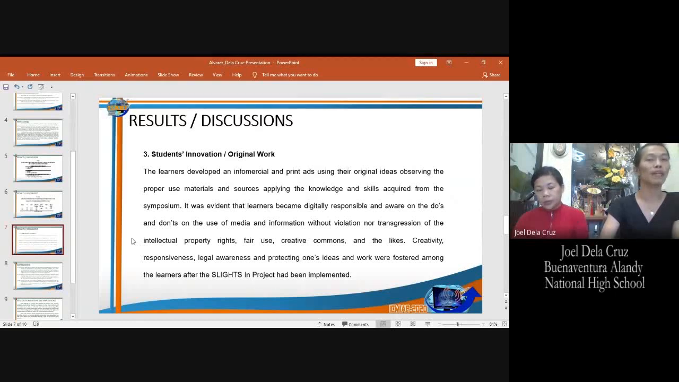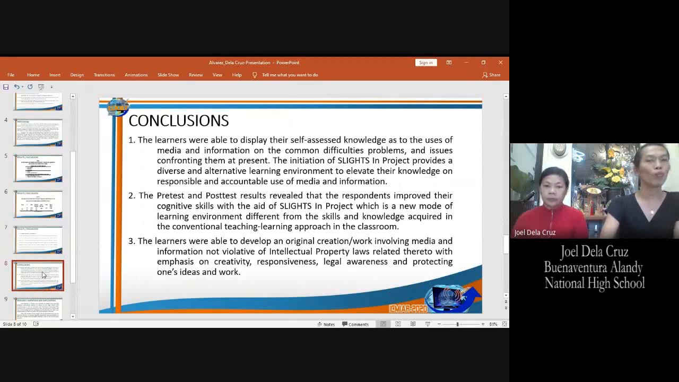And for our conclusions, number 1, the learners were able to display their self-assessed knowledge as to the use of media and information on the common difficulties, problems, and issues confronting them at present. The initiation of the Slides In project provides a diverse and alternative learning environment to elevate their knowledge on the responsible and accountable use of media and information.